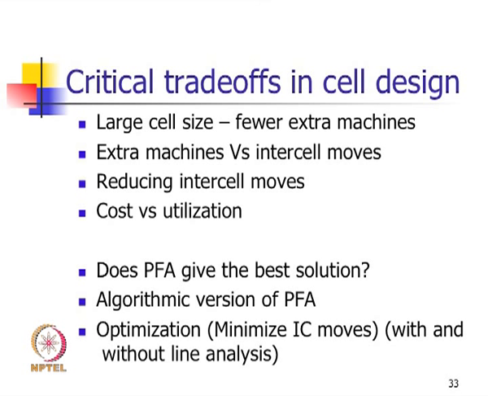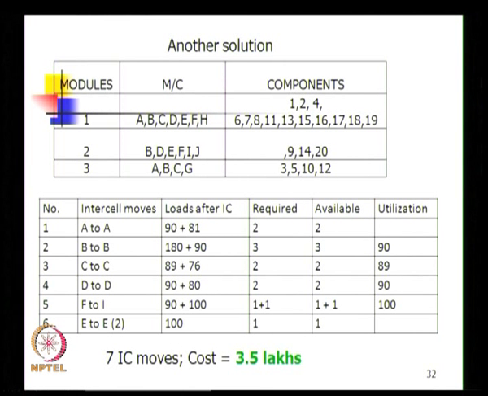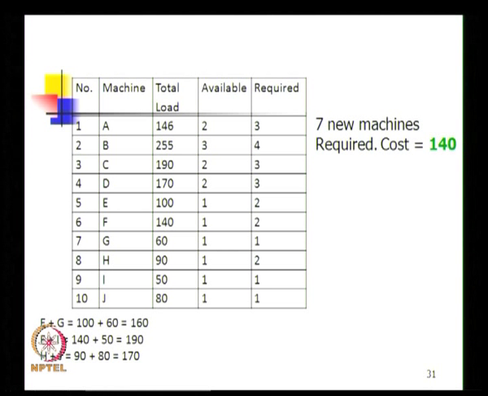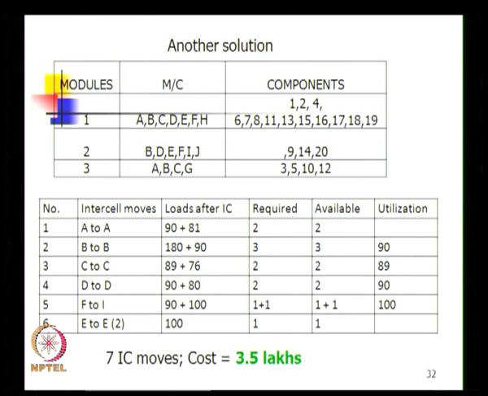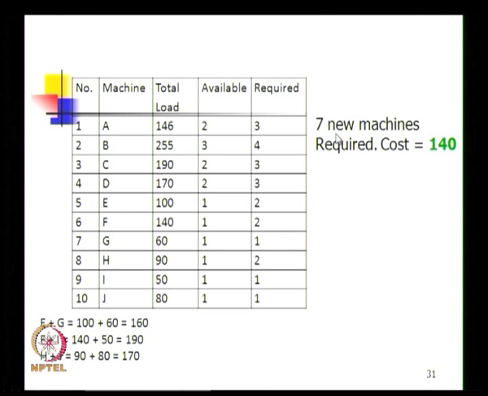Then we get into one more aspect, which is called cost versus utilization. Now once again let us go back to these 2 solutions. One is a solution where we buy 7 new machines and spend 140 lakhs with 0 intercell move. The other is to look at no extra machine, 7 intercell moves and a cost of 3.5 lakhs. Certainly we would expect the utilizations to be much higher in this case and lower in this case, because there are extra machines which have been bought, there is excess capacity, so we will have less utilization.